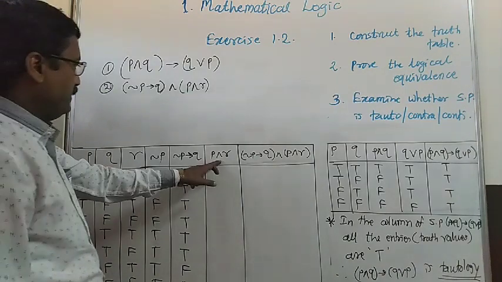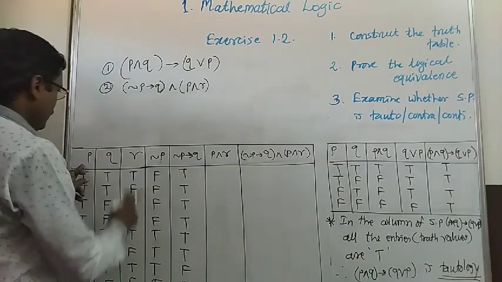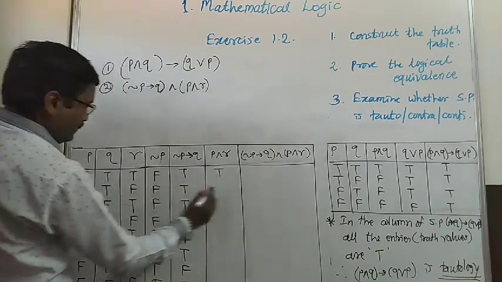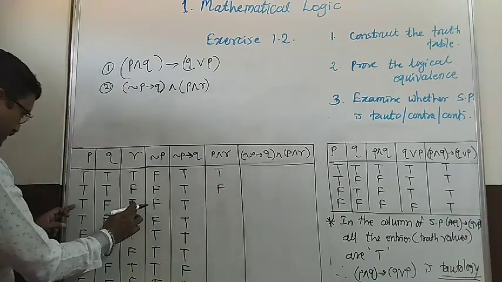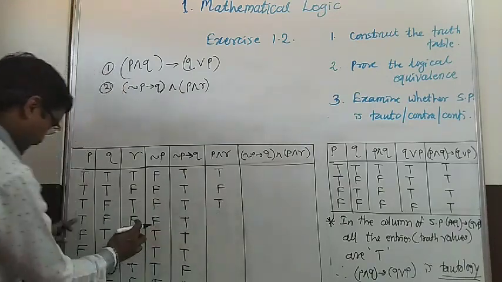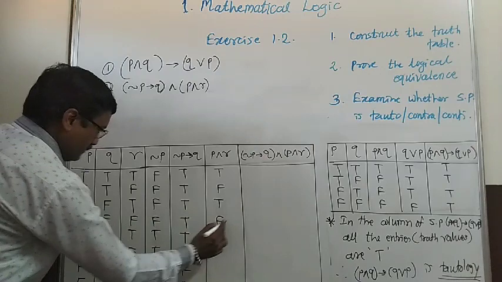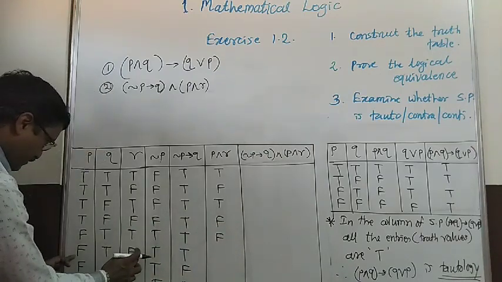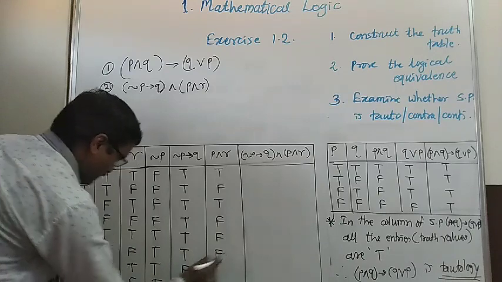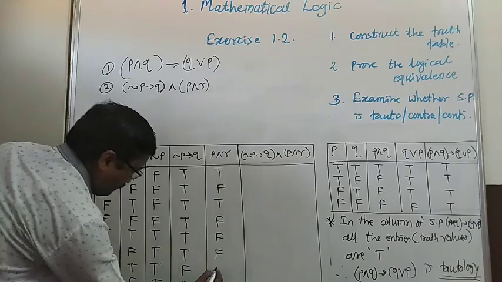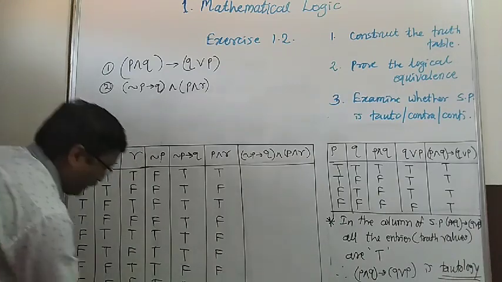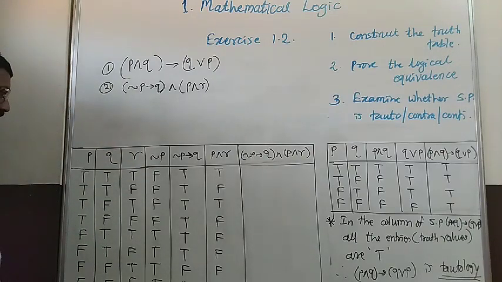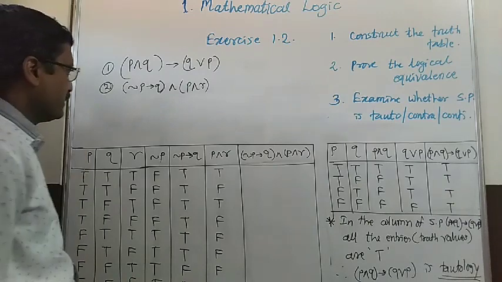Let us see P and R. Conjunction of these two is T. Conjunction of these two is F. T, F, here F, here both are F, so again F. One is F, so F. Because in conjunction you will observe whether one of the statements is false or not.